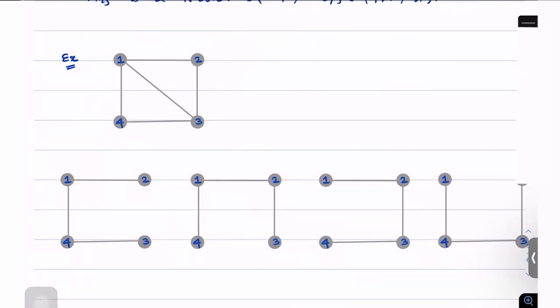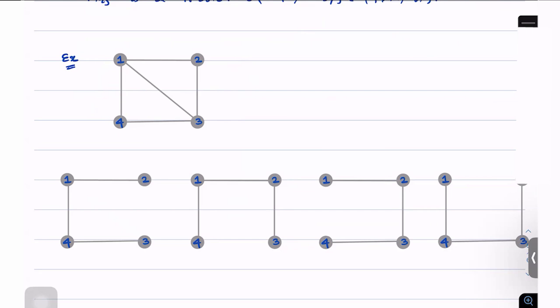Are there any other possibilities of spanning trees? I would suggest the students pause the video right here and try to figure out if there are any other spanning trees. Remember, when constructing a spanning tree, you must make sure that obviously it's a tree and must span all of the vertices in the network. Okay, I hope you've tried it now.